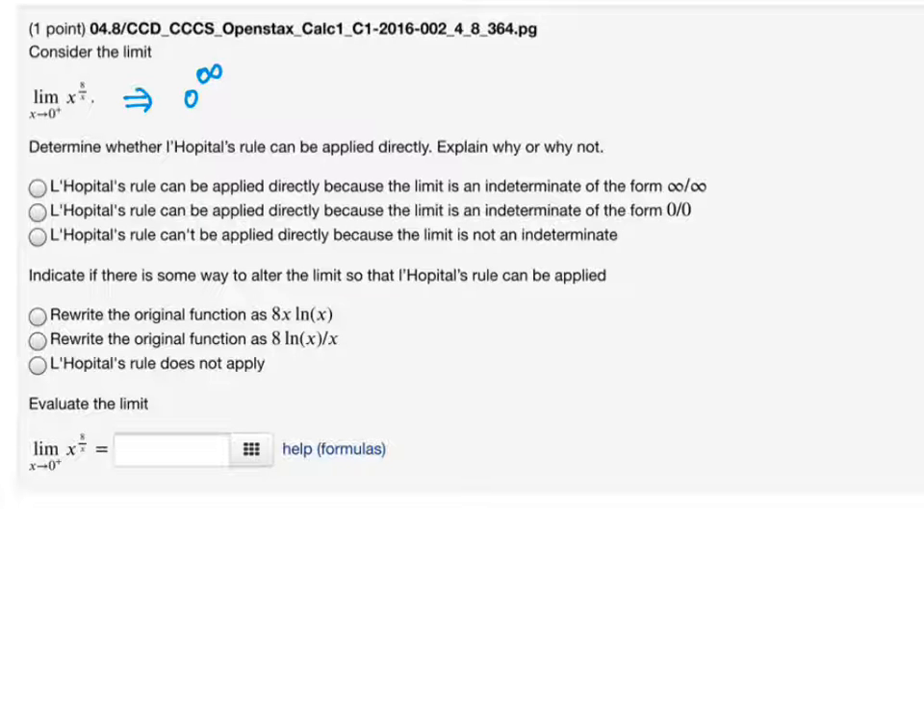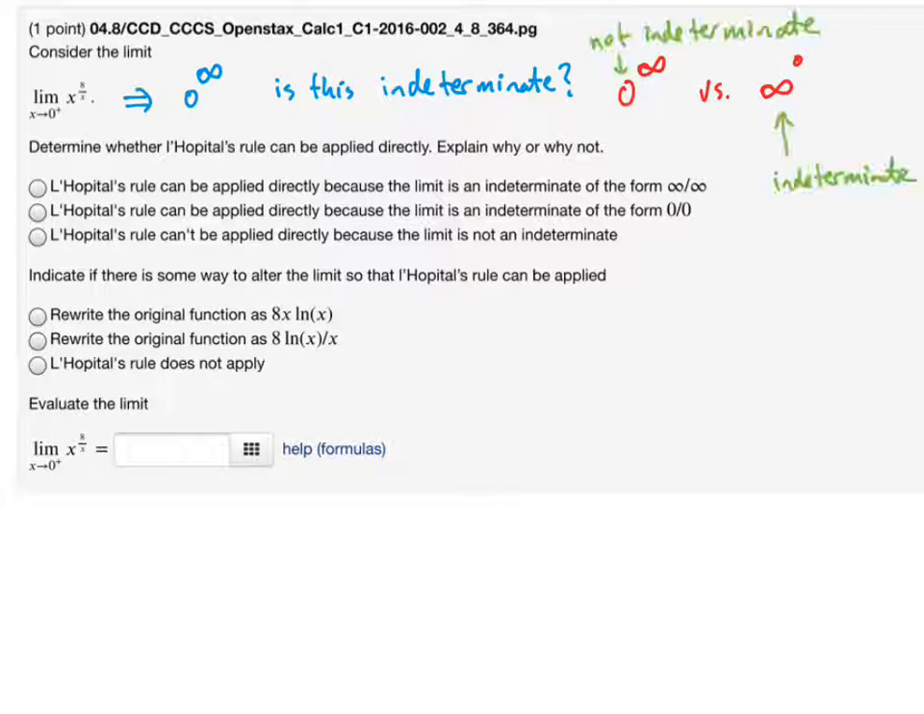Is this an indeterminate form? I just want to clarify the difference between 0 to the infinity and infinity to 0. Right off the bat, infinity to the 0 power is indeterminate, while 0 to the infinity is not indeterminate. So first, let's just talk about what it means to be indeterminate.